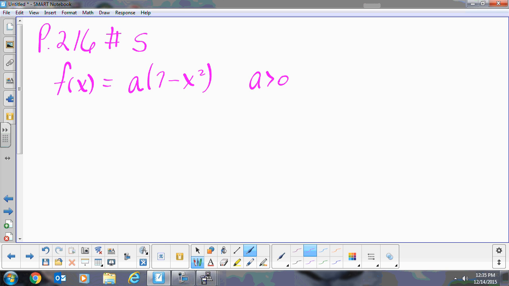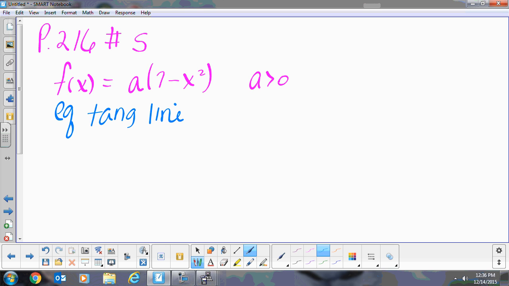It says find in terms of A. What does in terms of A mean? A will be in your answer. You will not get a number. The equation of the line tangent to these curves at x equals 1. We want an equation of a tangent line.